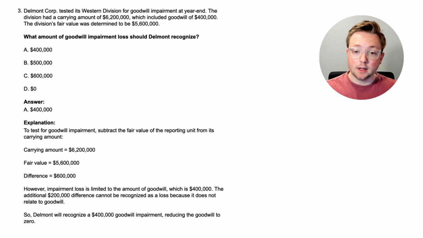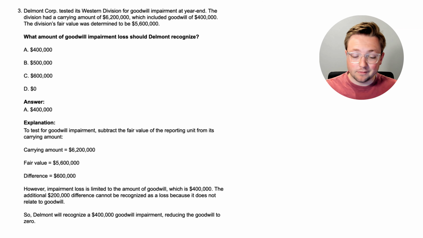That's what they're saying anyway. So again, the maximum amount of goodwill impairment loss that can happen is the goodwill that was already there. So even though the impairment loss was $600,000, only $400,000 of that is attributed to goodwill. So Delmont would recognize a $400,000 goodwill impairment, reducing the goodwill to zero. So the goodwill will be zero now. There's that other $200,000 loss, which is not going to be a part of goodwill.